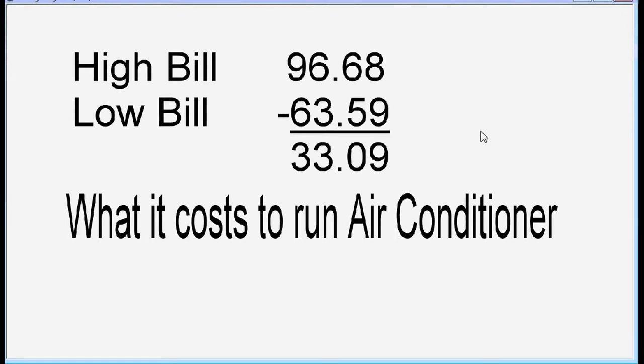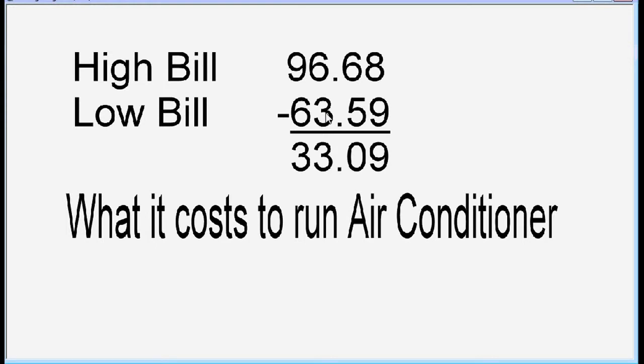So how I find out what it costs for me to run my air conditioner is I took that highest bill, which was my highest summer bill, minus my lowest winter bill, spring bill, whatever the lowest bill turns out to be. That's the bill I use, but it should be either in the heating season or in the spring, somewhere right around there. And because I'm on electric heat, I can't cheat.